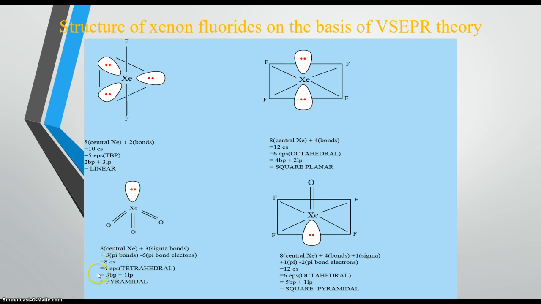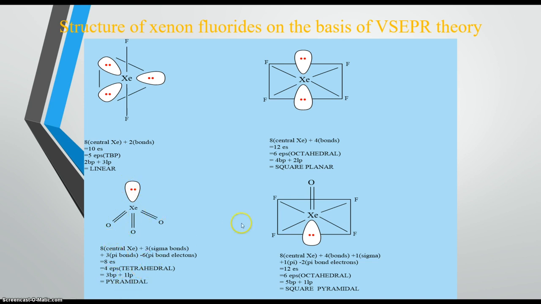8 electrons means 4 electron pairs, so 4 electron pairs means the structure should have been tetrahedral, but among these 4 electron pairs, 3 are bond pairs and 1 is a lone pair, and this lone pair is not going to contribute in the main structure, so the structure would be pyramidal.